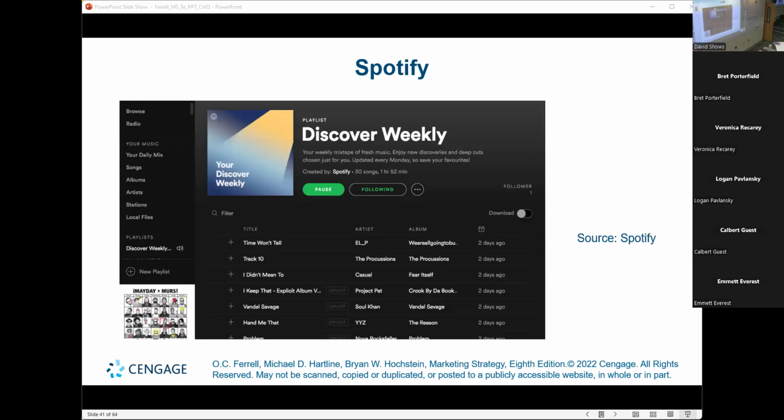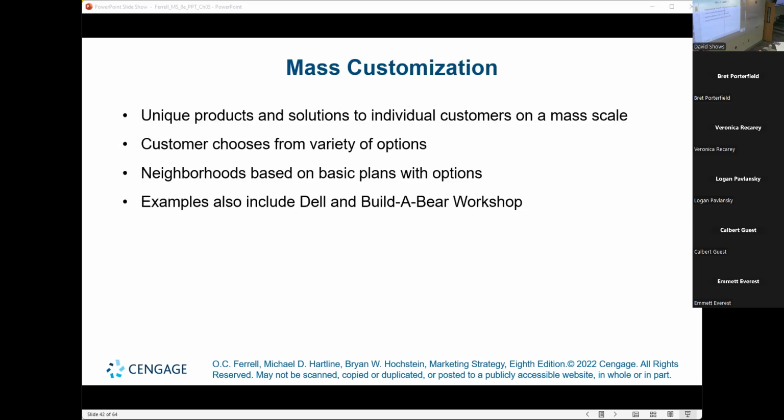Now, just a little bit wider than that is mass customization. And this is where the customer chooses the variety of options. And this actually was first really done in marketing by Burger King.